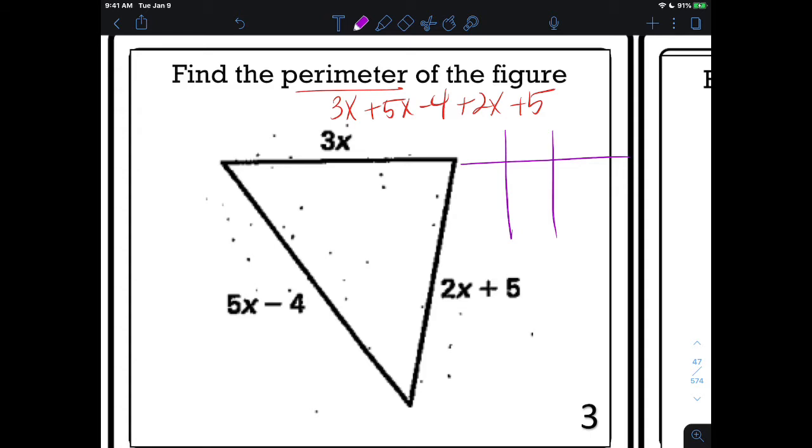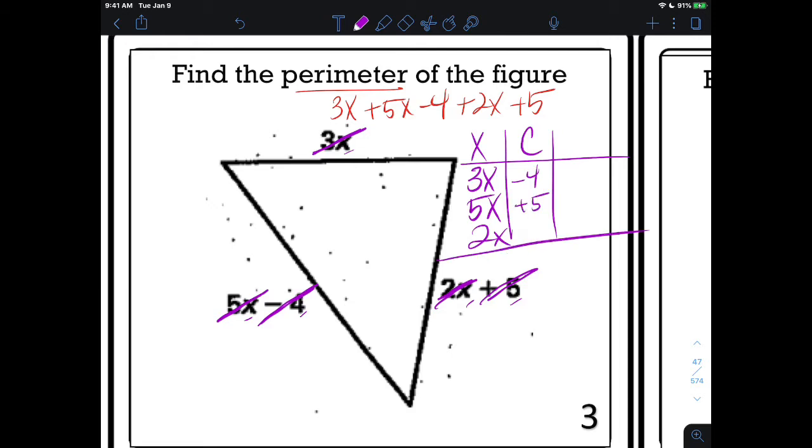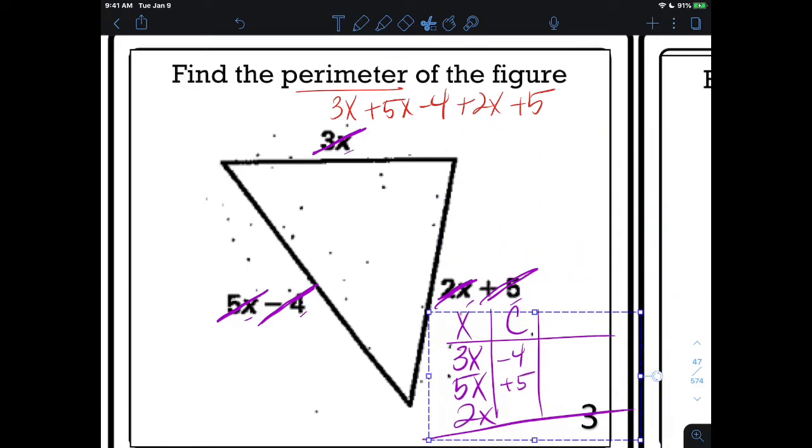And I look at everything I have, right? So I make a chart with how many ever spaces I need. So I have x's, I have constants, and that's it. So I'm going to put x's and C for constants. So I'm going to go ahead and write each one of these in the columns. So my 3x, my 5x, my 2x, okay? And now my constants, -4, +5. Now, I should have wrote it in a better place. Let me go ahead and move it.